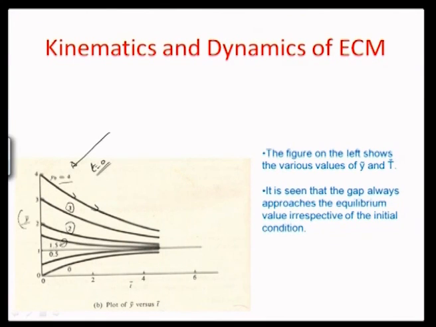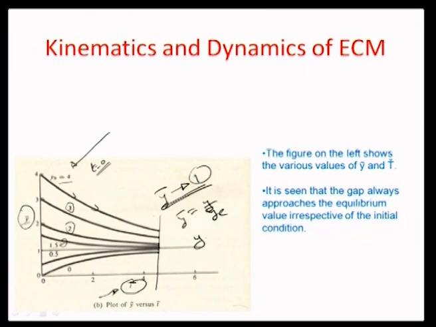You are plotting y dash on the y axis here and t dash, the time scale, on the x axis here, and you see eventually that after a certain t dash value is achieved, all these y dashes come very close to 1, which, as you know by definition, y dash is nothing but y by y e. This coming close to 1 means that all gaps, whether it is the higher gap 4, 3, 2, 1.5, and so forth, are tending to the equilibrium gap corresponding to y dash equal to 1 with time.